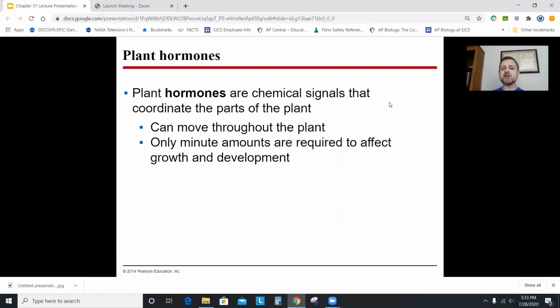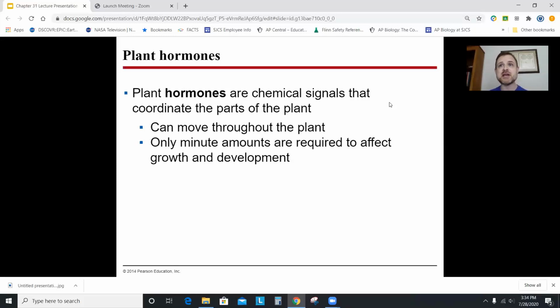So in this chapter, we're going to go through some plant hormones. We haven't discussed hormones yet. So really briefly, hormones are chemicals. They're secreted by different parts of your body. And hormones are secreted typically into the blood, and they go throughout your entire body. In this case, we're talking about plants, but it could be animals too. Only very minute amounts of a hormone is required to have the desired effect.